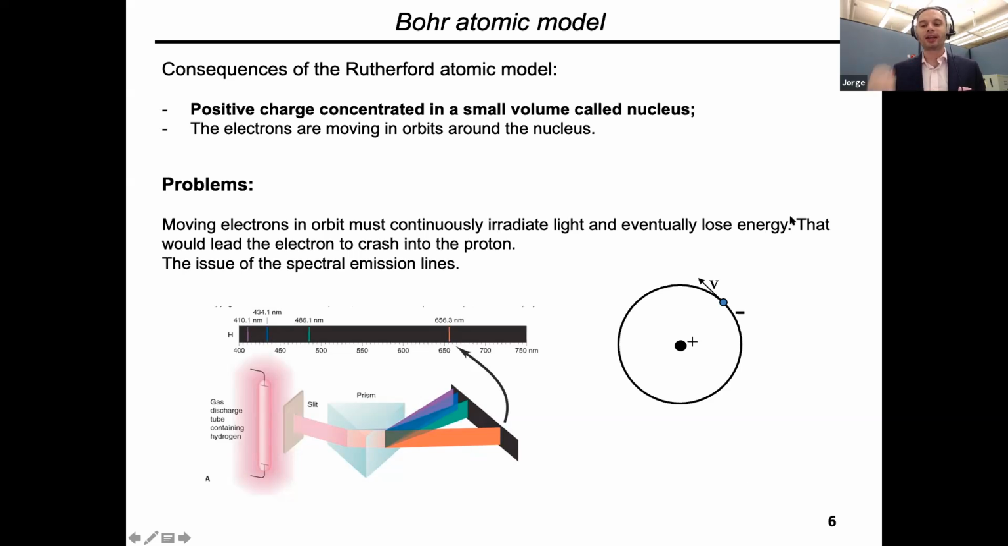We cannot explain that with a model that has a proton here and an electron moving around. So that cannot explain those two things. And this first problem here is very, very problematic. So let's move on to a better model. And this better model is going to be the Bohr atomic model. So now let's dive into details in the Bohr atomic model.